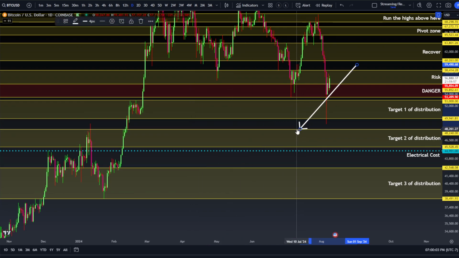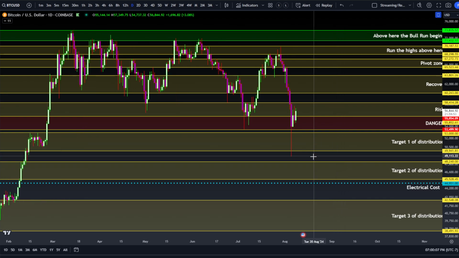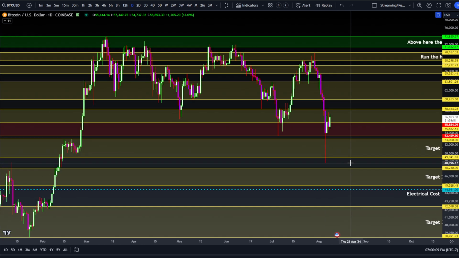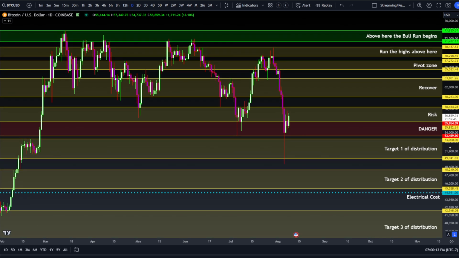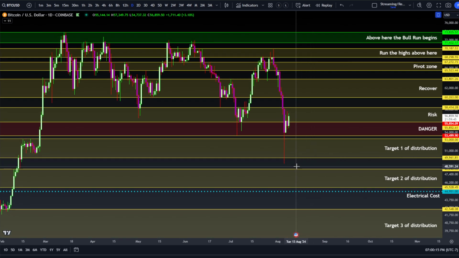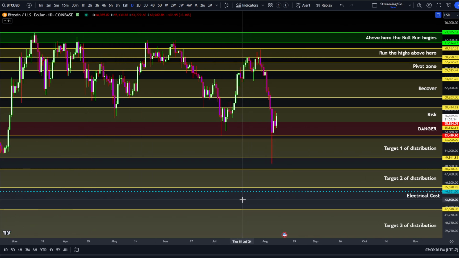I'll be honest, I'm not convinced that even if Bitcoin were to go into a full-on daily distribution, it would ever get there. So that is just a cover-your-ass below electrical cost kind of a target, so that there is some semblance of targets. You could be a little bit more aggressive with that. Take the top side here at like $43,000 to $44,000.